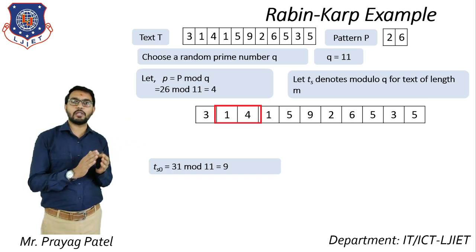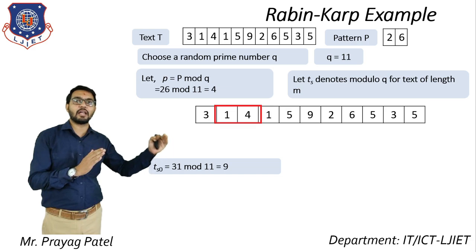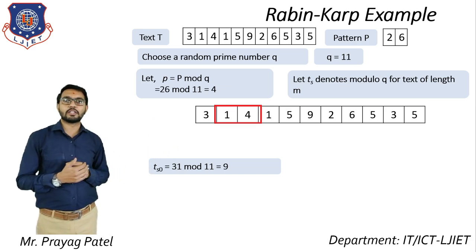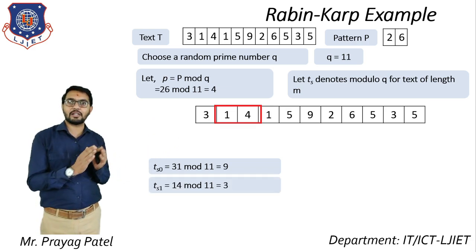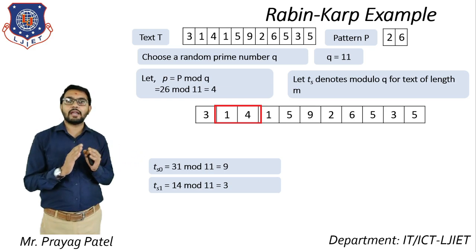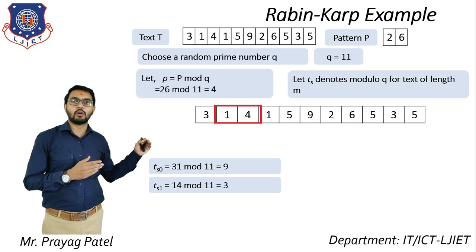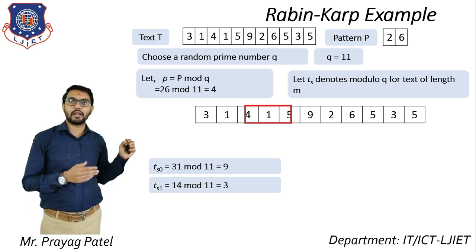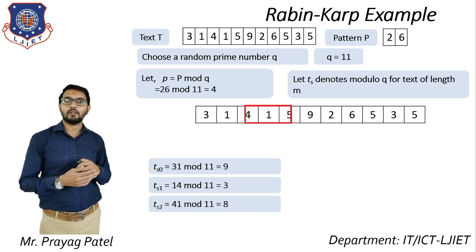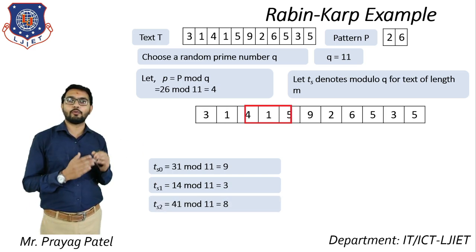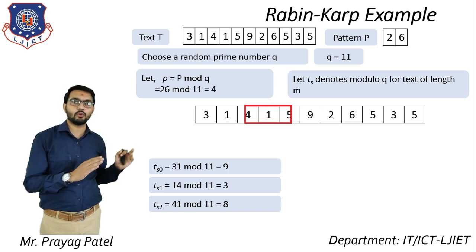Here, next 2 locations means remove the first element and insert one element from the right side. So consider 14 as your next text. Consider TS1 equal to 14 modulo 11, so the answer equals 3. Now consider the next 2 locations as 41. So consider TS2 equal to 41 modulo 11 equal to 8.